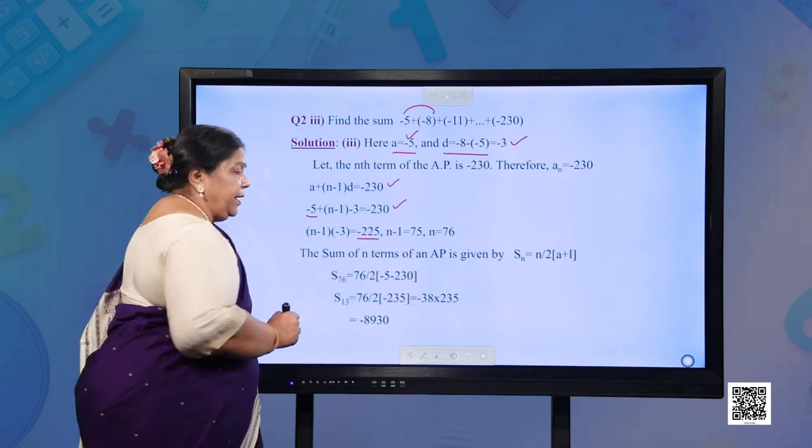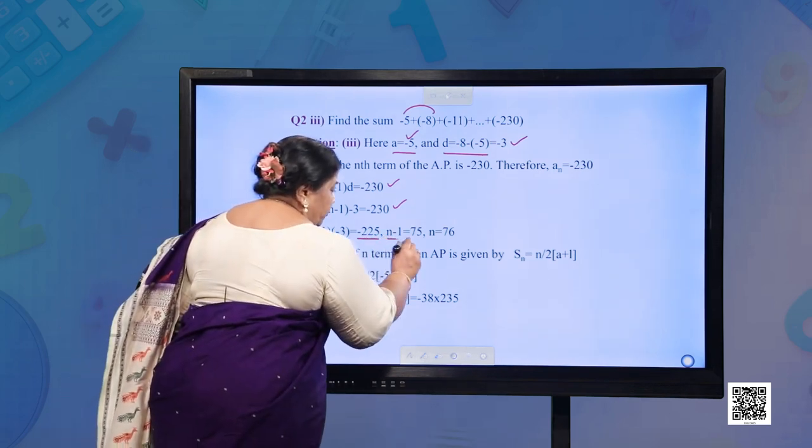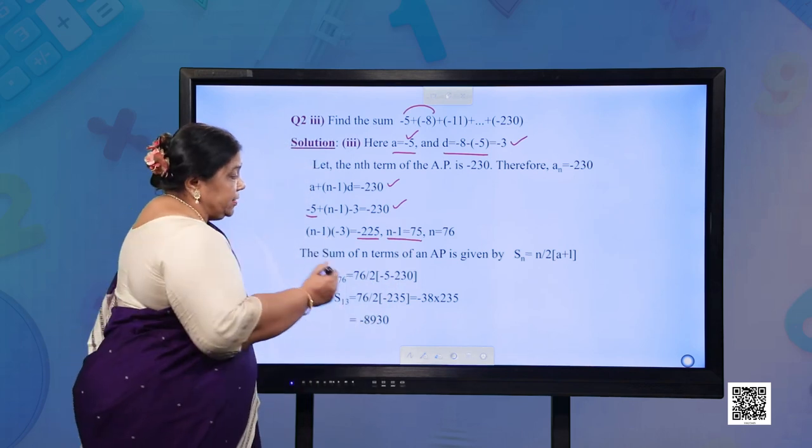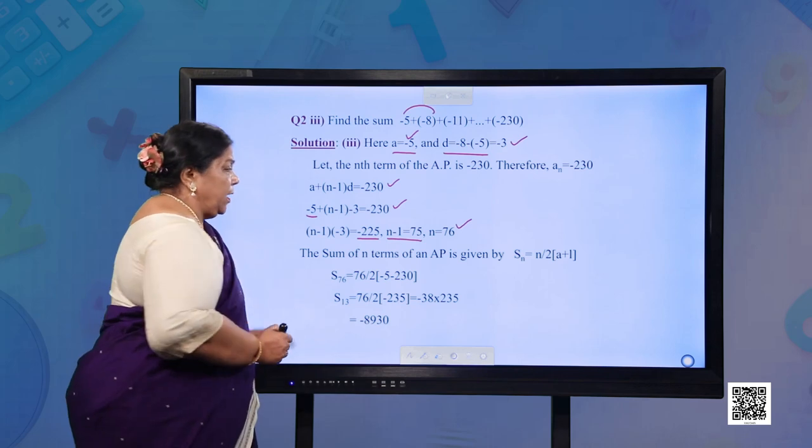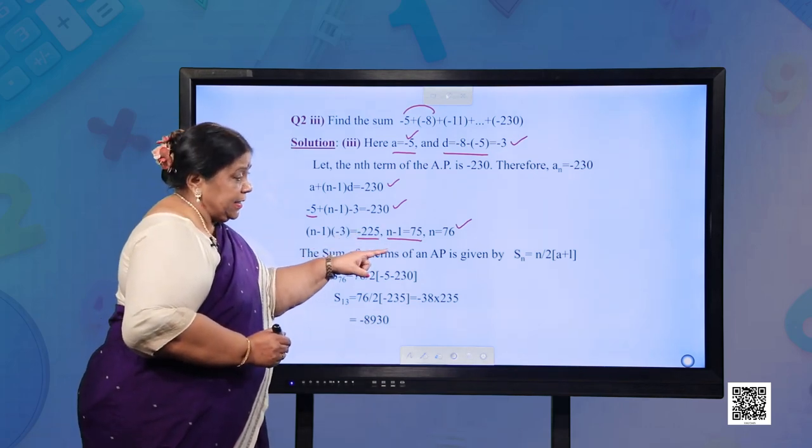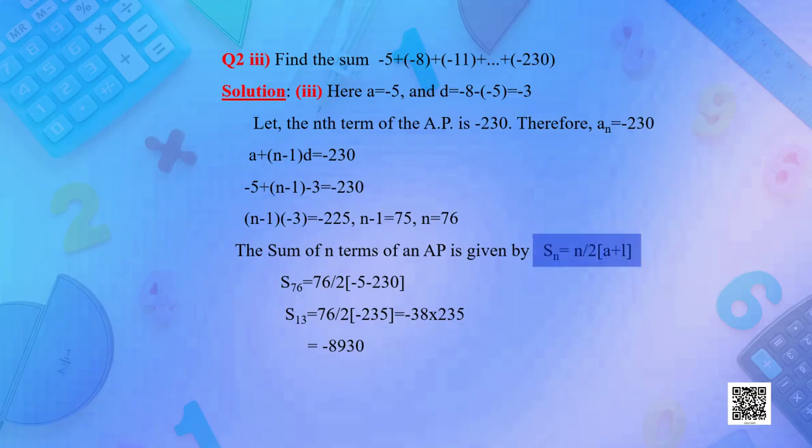That is equal to minus 225. So N minus 1 is obviously equal to 75, or N is equal to 76. After knowing the value of N is equal to 76, we can use the sum to N terms formula. Sn is equal to N upon 2 into A plus L. Here, 76 upon 2 into minus 5 minus 230. On simplification, 76 upon 2 into minus 235 is equal to minus 38 into 235, that is equal to minus 8930. I hope you have understood, children. Okay, let us do the next part now.